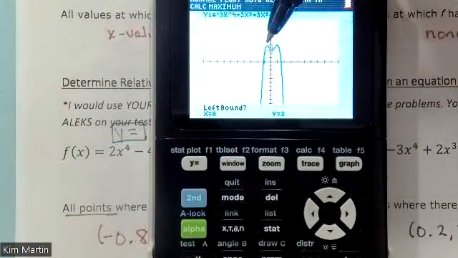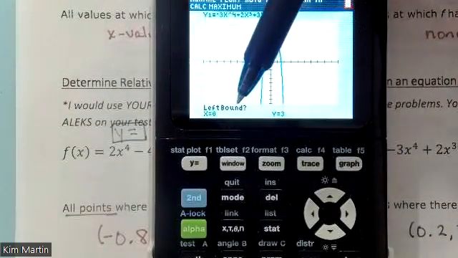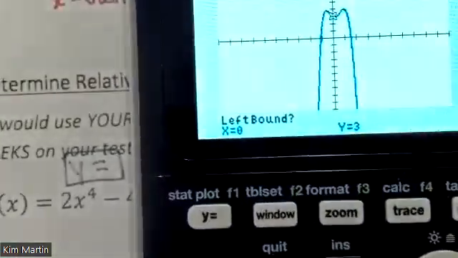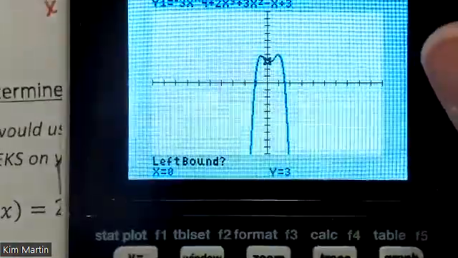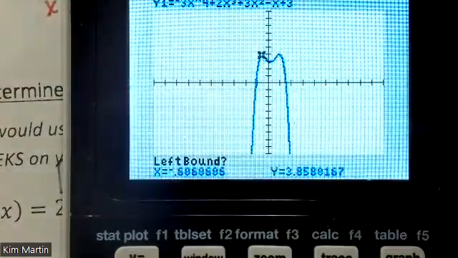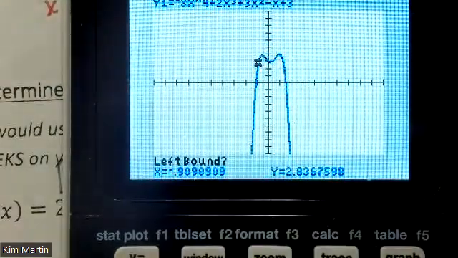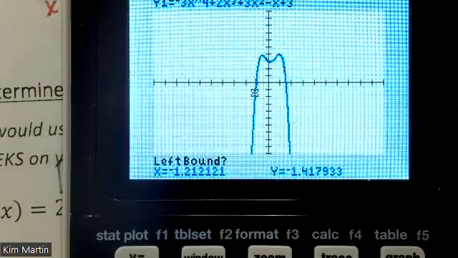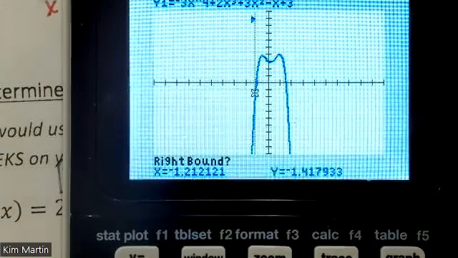And we need that cursor. It says left bound, so that cursor has to be somewhere on the left-hand side of that hill. And I don't care where it's at. It can be way down there. It doesn't matter. And hit enter.